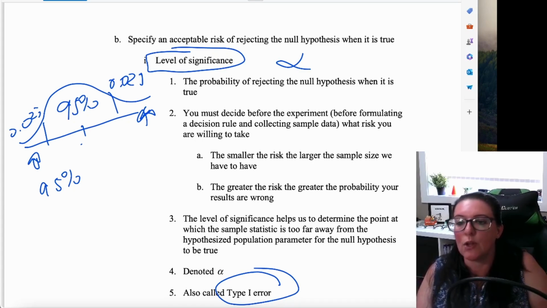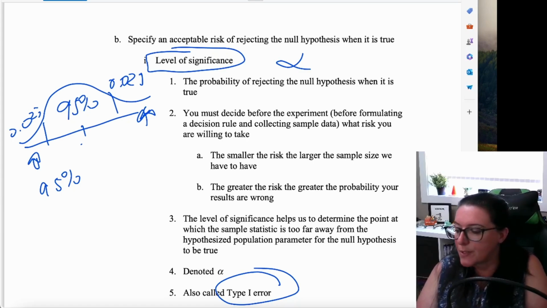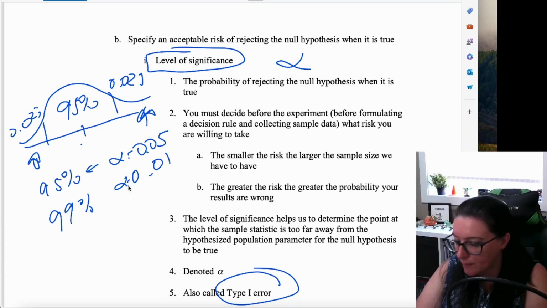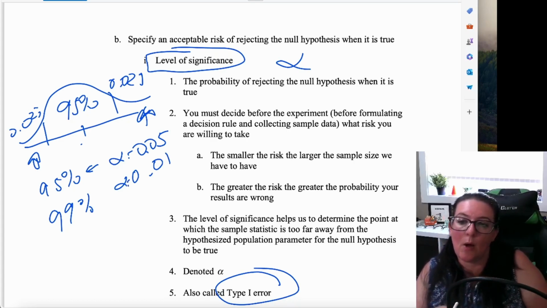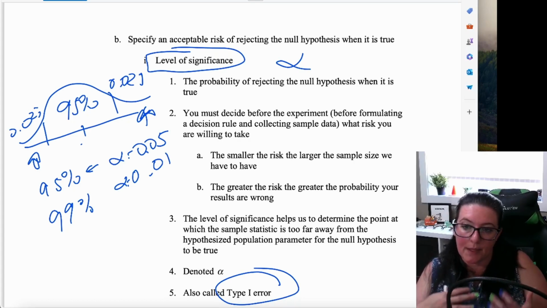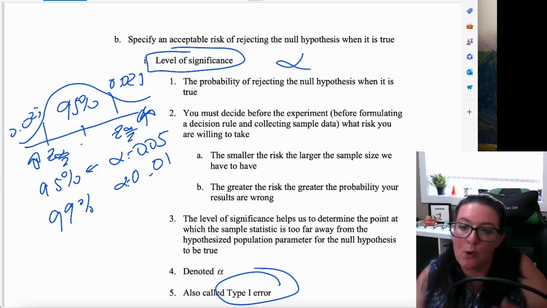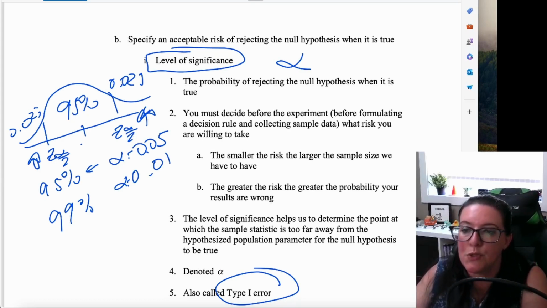The smaller the risk, the larger the sample size you have to have. The greater the risk, the greater the probability that your results are wrong. Remember that alpha of 0.05 is what goes with a 95% confidence interval. 99% confidence interval is an alpha of 0.01. So the level of significance is going to help us determine the point at which the sample statistic is too far away from the hypothesized population parameter for the null hypothesis to be true. So remember we found Z alpha divided by 2, and those depend on that level of significance, how much risk that we're willing to take.